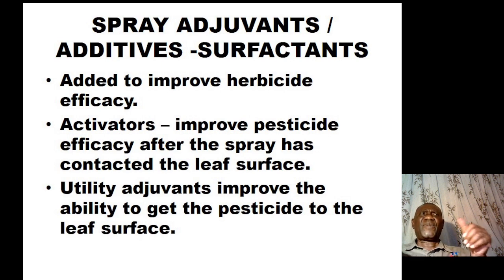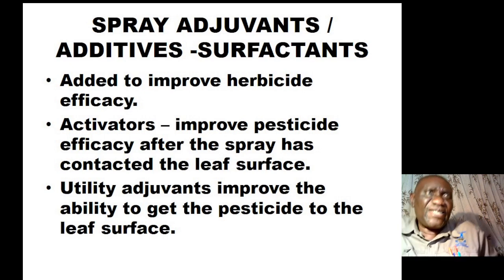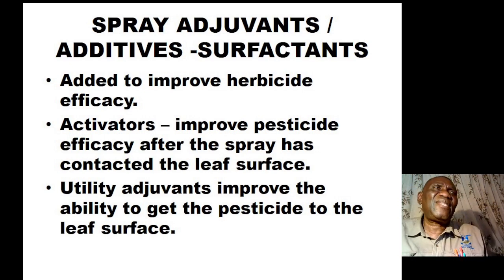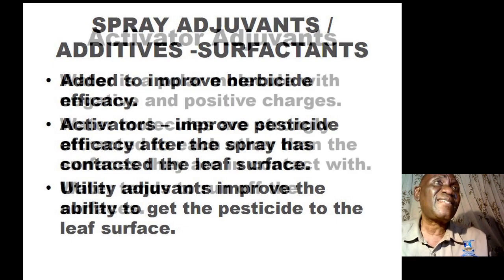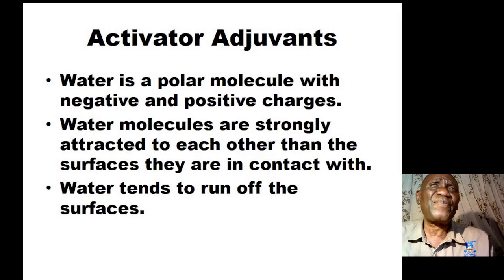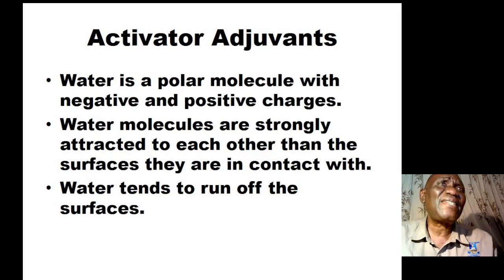So these spray adjuvants or additives or surfactants are added to improve herbicide efficacy or pesticide efficacy. You can have activators to improve pesticide efficacy after the spray has contacted the leaf surface. Utility adjuvants improve the ability to get the pesticide to the leaf surface. So these are some of the components which make the pesticide efficient. Activator adjuvants.